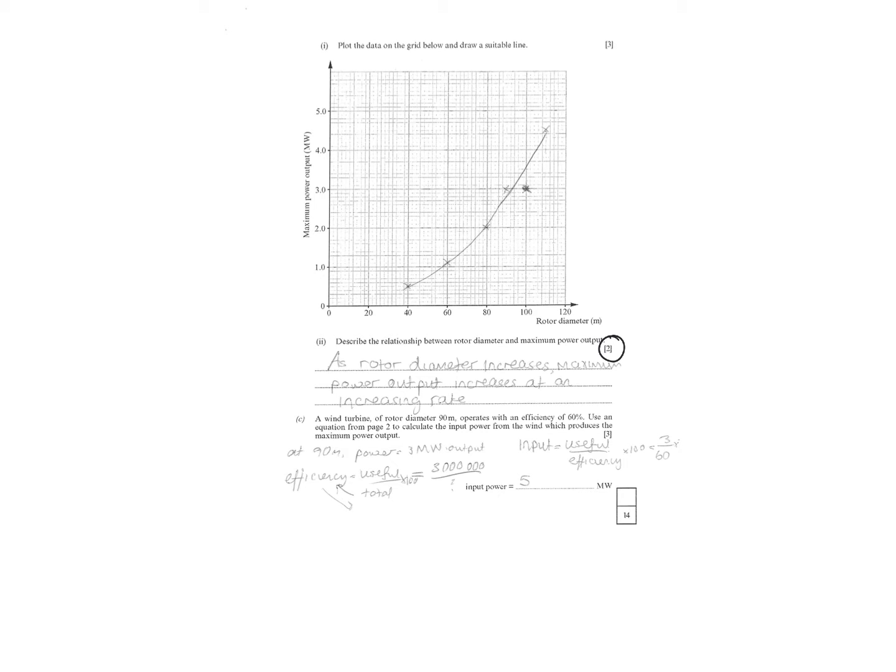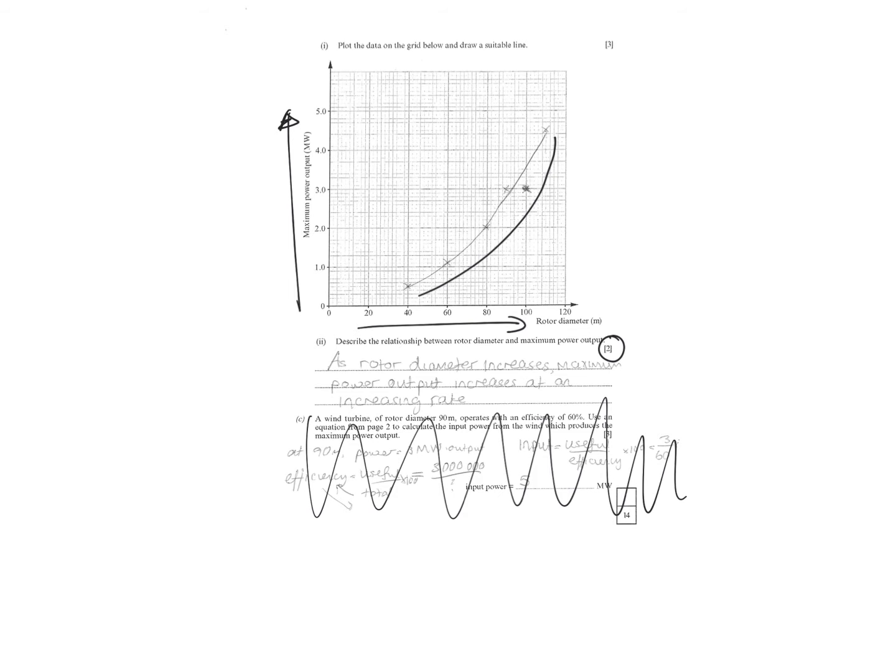You wouldn't have got the mark if you'd drawn a line of best fit through it. Okay, can you see how this is worth 2 marks? So as rotor diameter increases, the maximum power output also increases, at an increasing rate. That's what that curve means, okay? You would not be asked to use that equation.